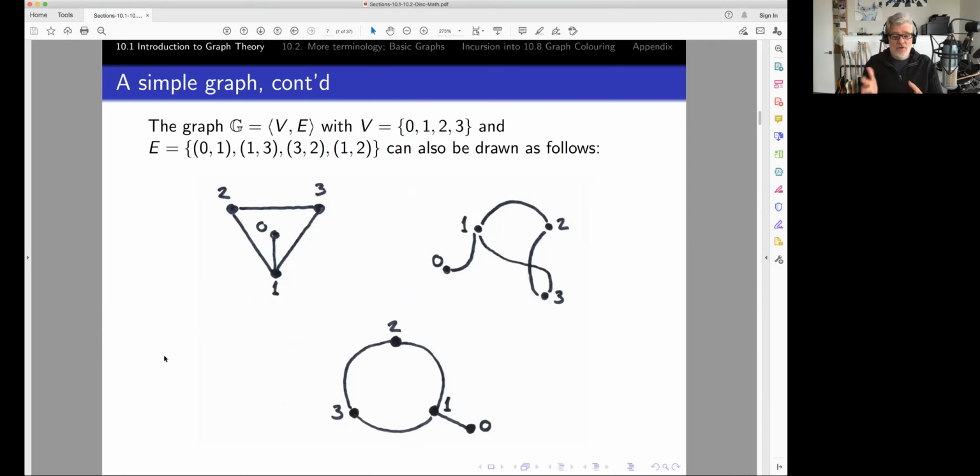Okay, so here are drawings of the very same graph that I drew on the previous slide. So it's exactly the same graph, but it's just drawn differently, right? Okay, so I think everybody's okay with this. It's very simple. Okay.